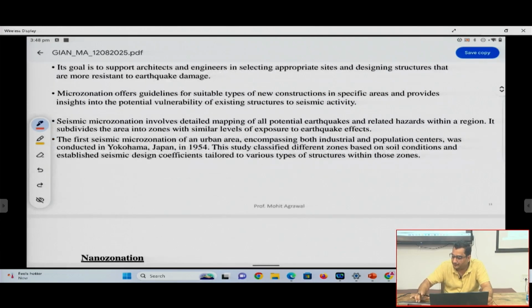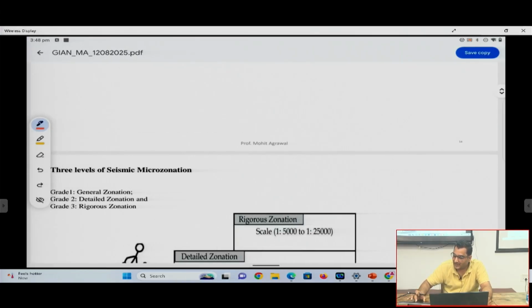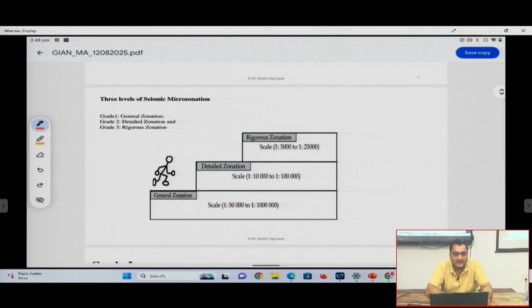Now, I told you nano zonation is a very rigorous type of zonation, and this kind of zonation is considered to be very impractical so far. So if we move further, we will concentrate upon micro zonation. There are basically three types of micro zonation. One is grade 1, another is grade 2, third one is grade 3. So grade 1 is the general microzonation. Grade 2 is the detailed microzonation. Grade 3 is the rigorous microzonation.